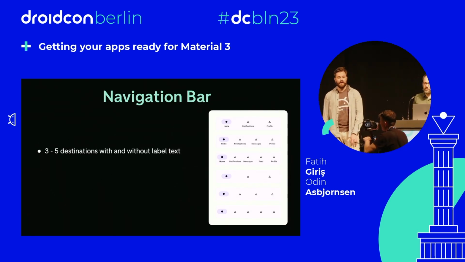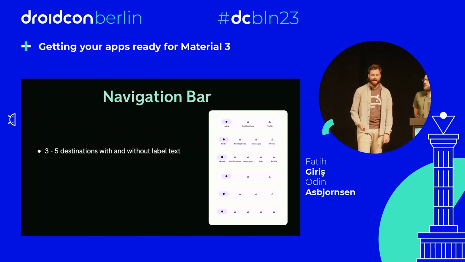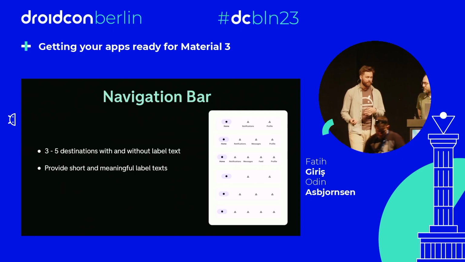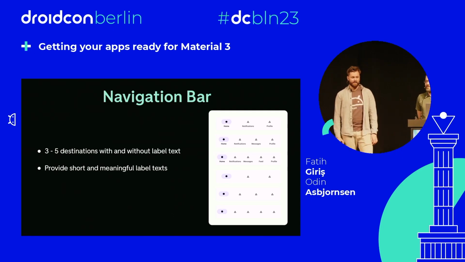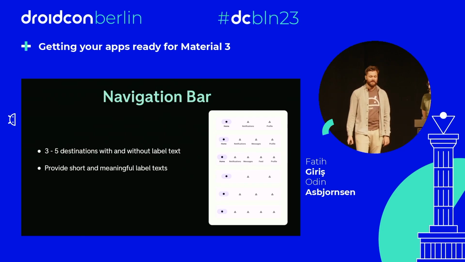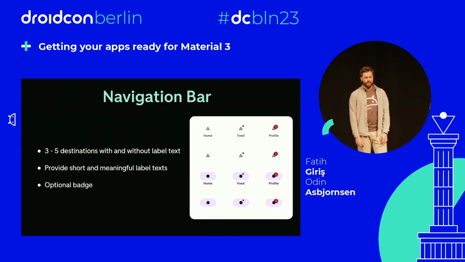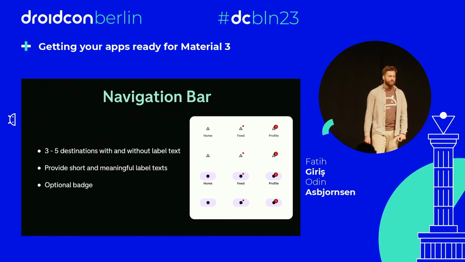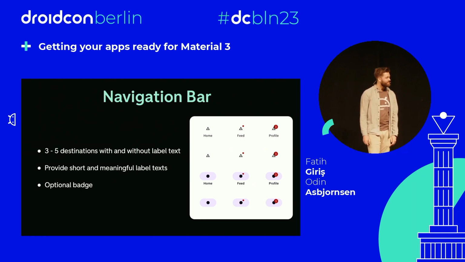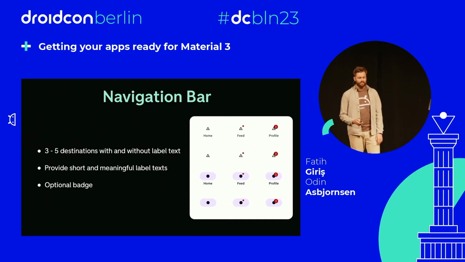Furthermore, in Material 3, it's recommended that you have between 3 and 5 destinations, and you can have them with and without label text. But if you want to have a label text, it's important that it's short and that it provides meaning for the user, so that you don't have truncation issues for smaller screens. Also, you can have this optional badge, and in Compose, of course, this is very easy now because you don't have to do all of this SVG file mapping. It's very easy to use, built in. This is really nice.